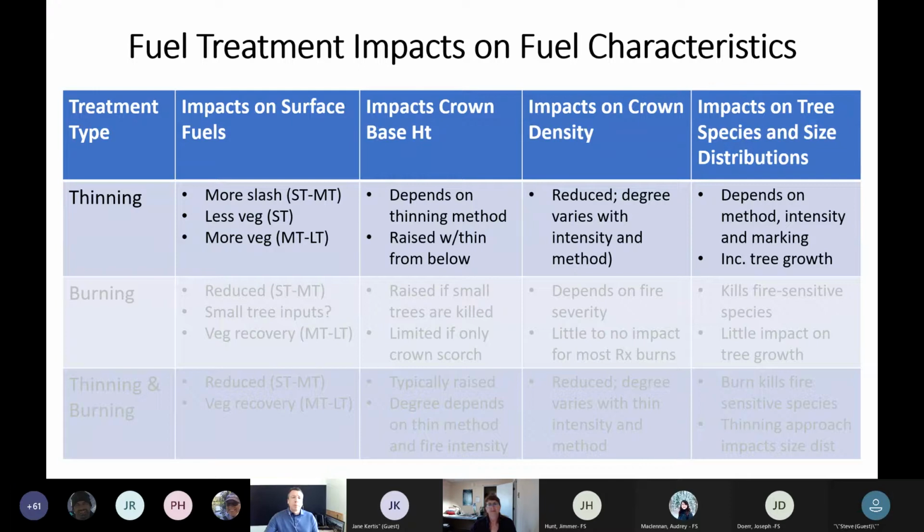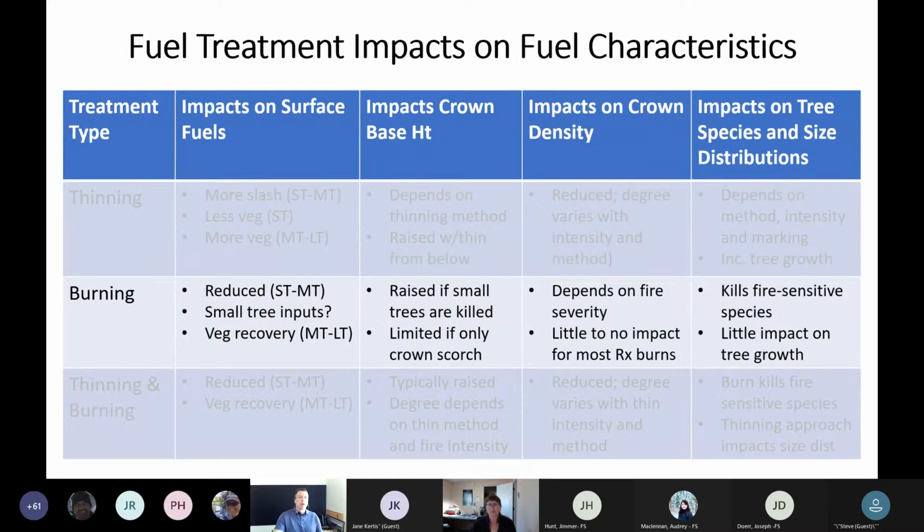But we also make choices in putting our marking guides together in terms of preferential retention or removal of different species, and we can start thinking about how we might alter those choices in order to increase resistance and resilience to fire based on some of the differential species potentials for survival and regeneration after fire that Jane talked about.